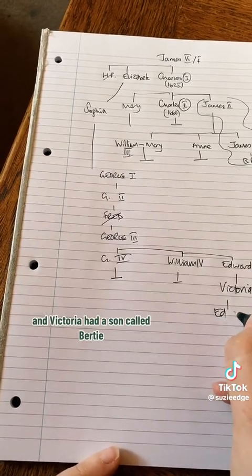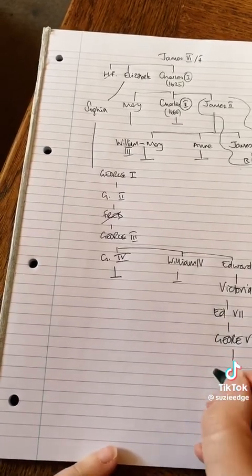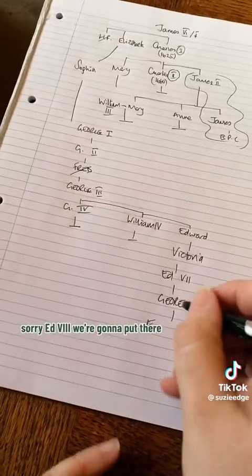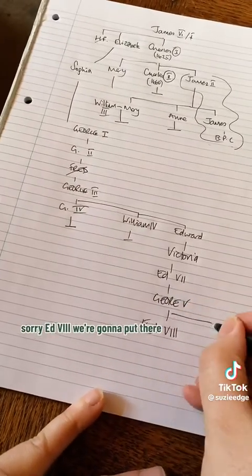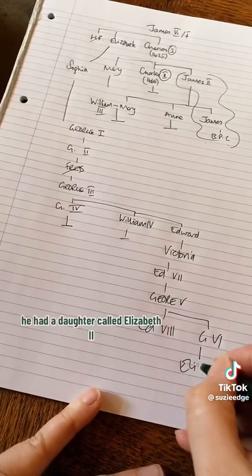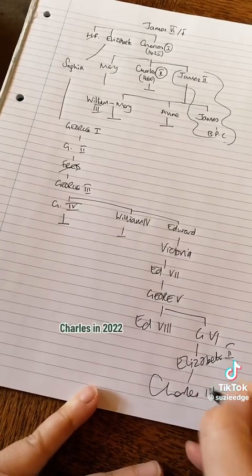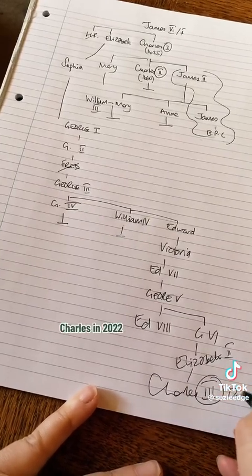Victoria had a son called Bertie, who became Edward VII. He had a son who became George V. And he had, oh, hang on, I've gone offline, sorry. Ed VIII, we're going to put there, abdicated in favour of his brother George VI. He had a daughter called Elizabeth II. And then we've got our third Charles in 2020.